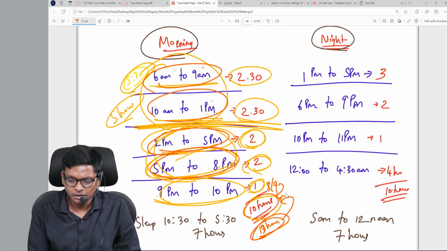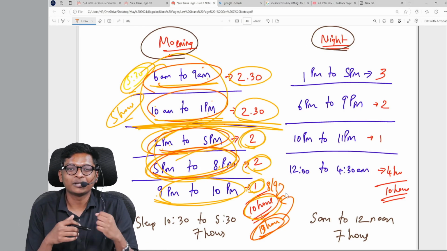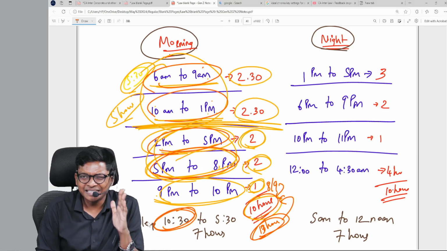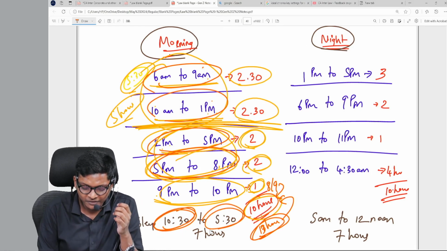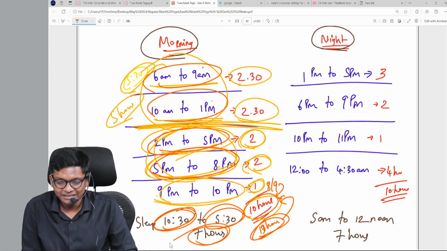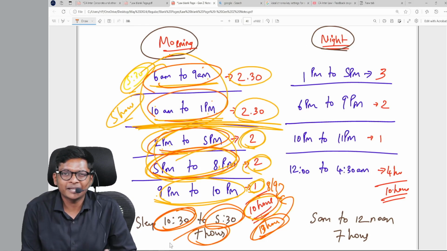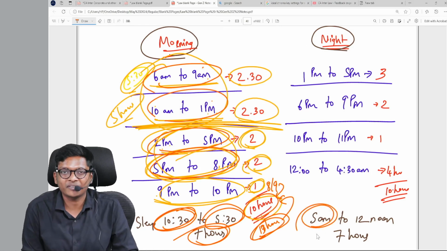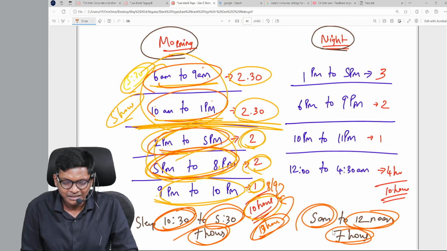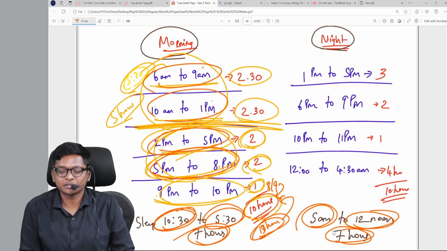If you are a night person, night people wake up only around lunch. Okay, so for morning people, you sleep by 10:30 maximum and wake up by 5:30. You have 7 hours of sleep. For night people, they sleep only in the morning, 4 a.m., 5 a.m., 6 a.m., 7 a.m. So here I'm keeping you sleep by around 5 a.m., wake up by around 12 noon. You have 7 hours. Immediately after waking up, I'm not asking you to study.